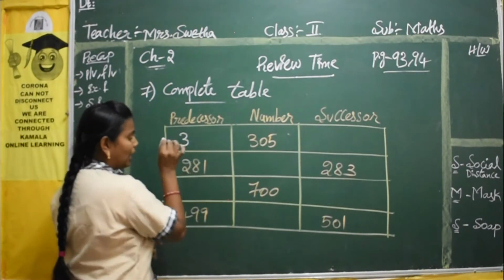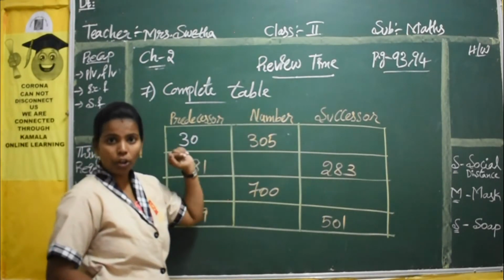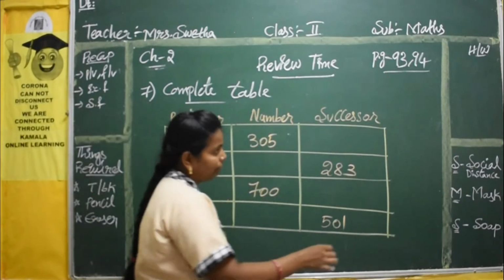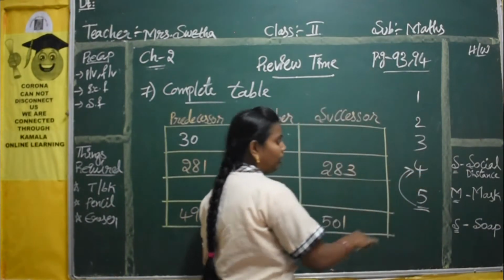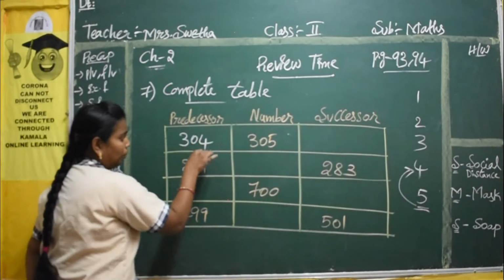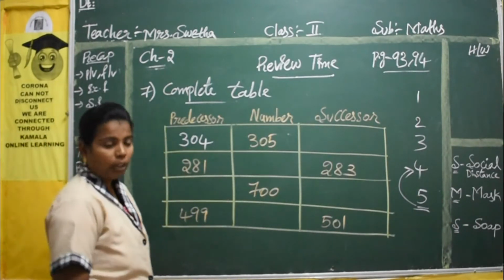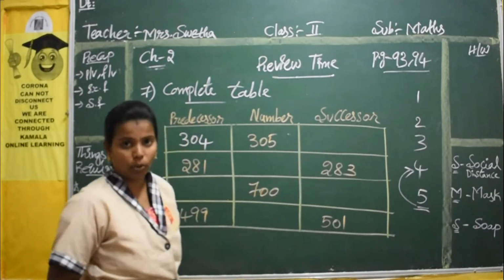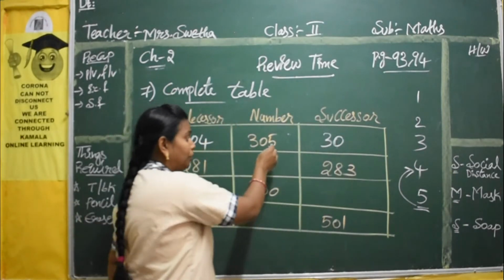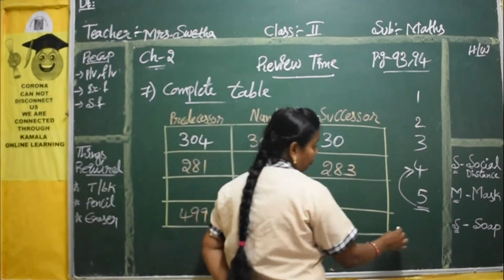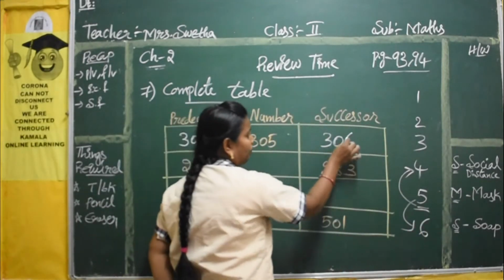For 305, you take the first two numbers the same. Before 5, what will you get? See, 1, 2, 3, 4, 5. Before 5, what is the number? You have number 4. So the before number of 305 is 304. In the same way you write the after number. We write the two digits the same. After 5, what number do you write? After 5 we have number 6. So you write number 6 here.